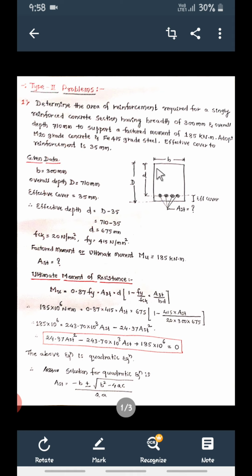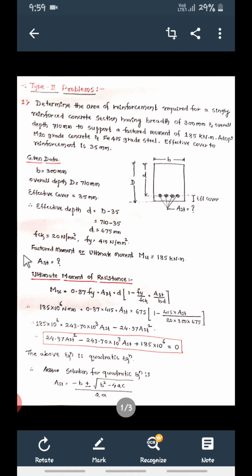As usual, we draw the cross section, with the width of the beam and the overall depth of the beam, capital D. How do we find the effective depth? The effective cover is given as 35 mm, from the bottom of the beam to the center of reinforcement. Effective depth small d is equal to overall depth capital D minus effective cover, so 710 minus 35 gives 675 mm.